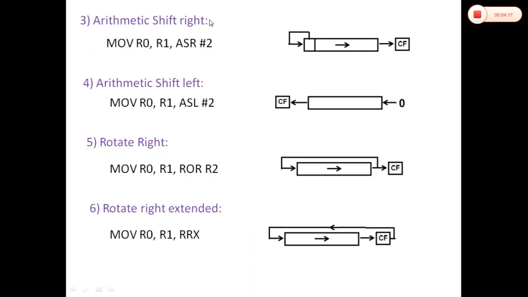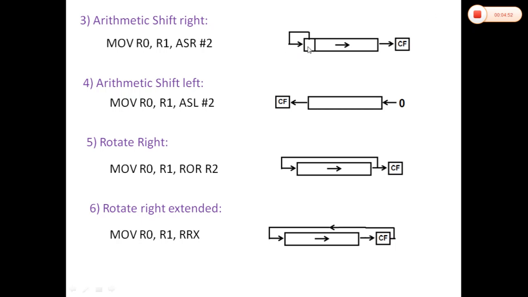The other operations are arithmetic shift right and arithmetic shift left. These two operations are typically for signed numbers. Whenever there is a signed number in register R1 and you want to shift it right, the operation will be performed like this. When a signed number is to be shifted right, the most significant bit, which is the sign bit, should be retained in order to retain its sign.